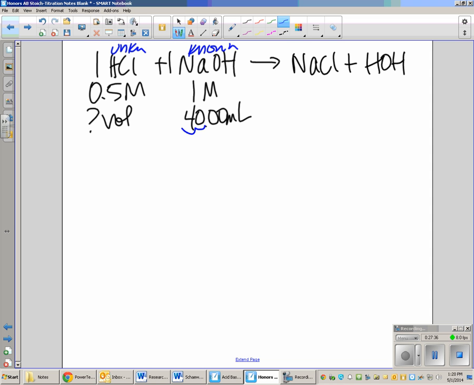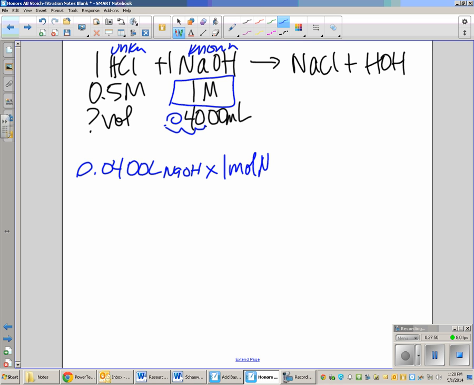Right, move the decimal back. 1, 2, 3. So 0.0400 liters of the sodium hydroxide solution multiplied by the molarity. But I don't want you to write molarity as an M. I want you to write it as moles per liter. So 1 mole of NaOH per 1 liter of NaOH solution. So far, my liters and my liters can cancel, right?